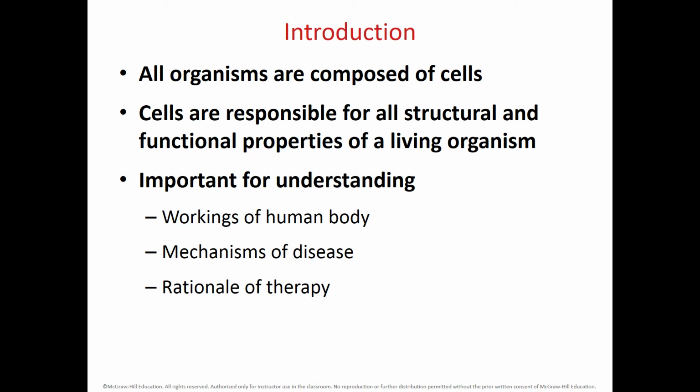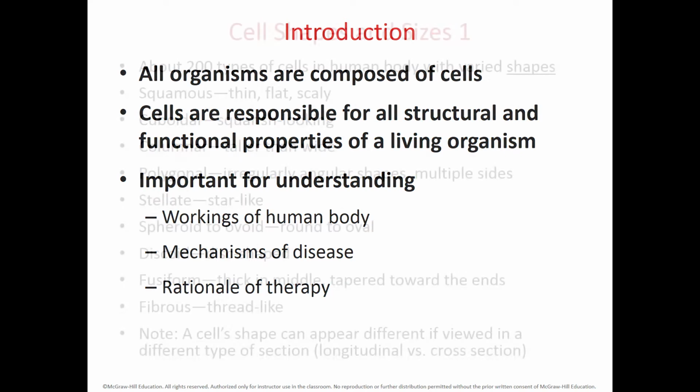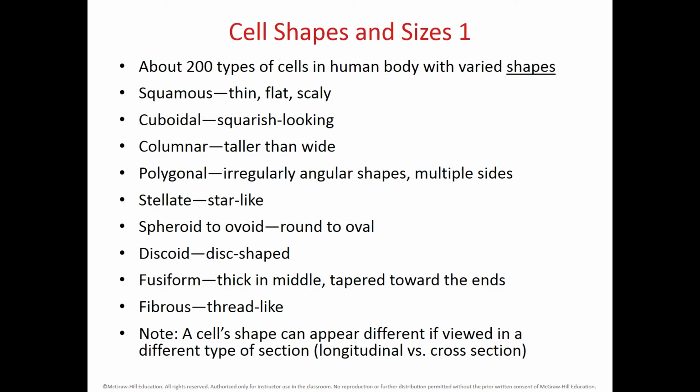Also, when you study the cells, you can find the mechanisms of disease and provide a rationale for therapy. We have millions and millions of cells in our body, and they are classified into 200 types. And these 200 types of cells can have varied shapes. Here are some of the most common shapes that you can find.